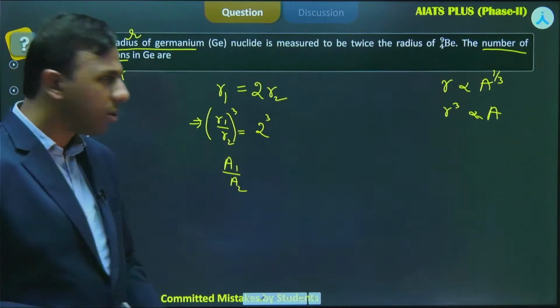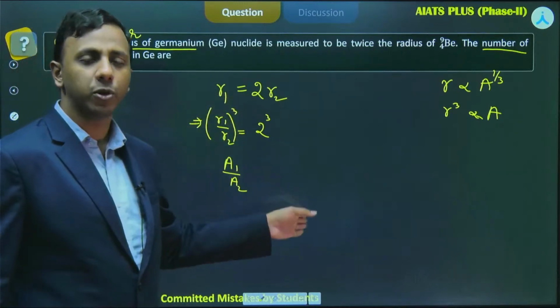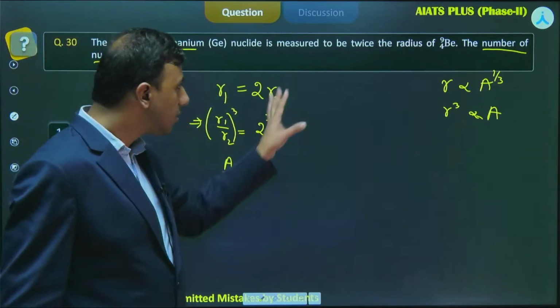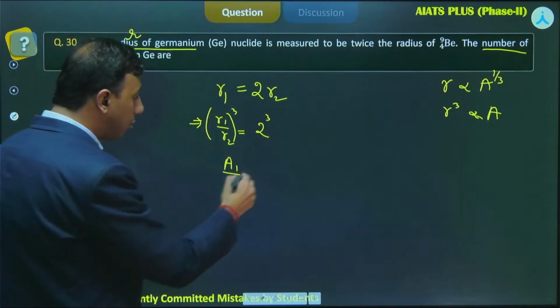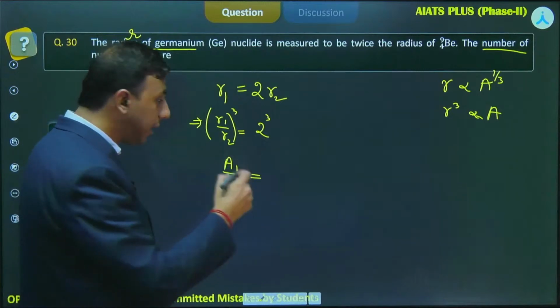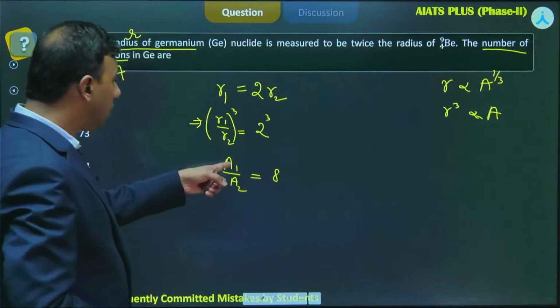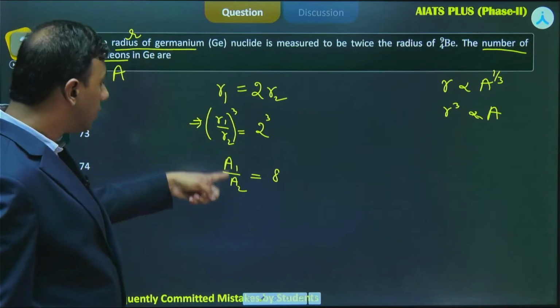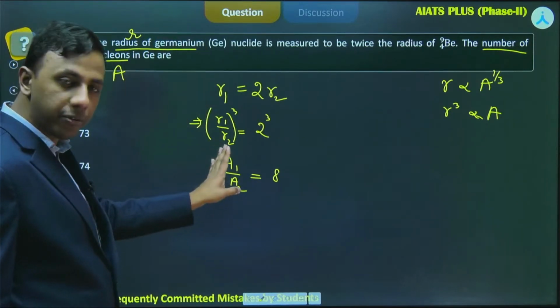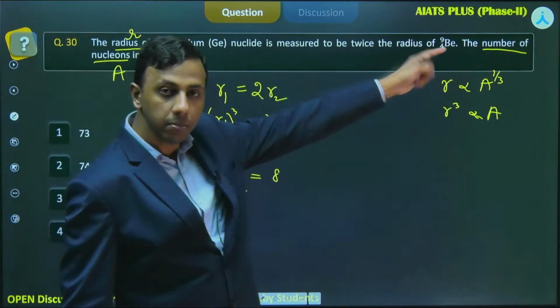I hope everyone is able to follow. It's almost the same question we did last time, just a few modifications. So this becomes A1 by A2. 2 cubed is 8. A1 is for R1, and R1 is for germanium, so A1 is for germanium. That's what we have to find out. A2 is for beryllium.